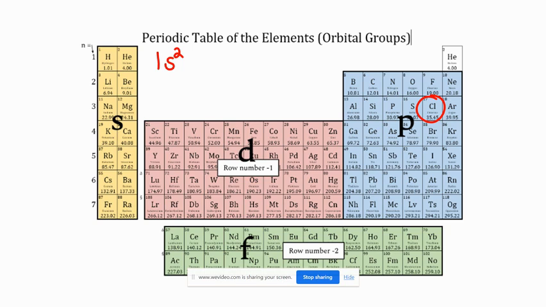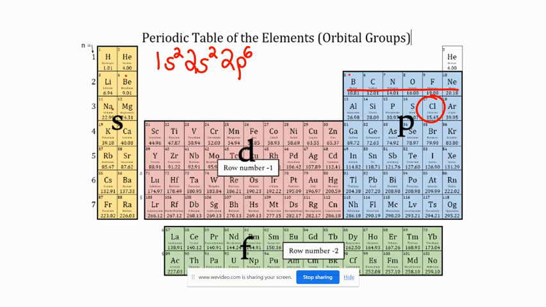What is my N value for lithium? 2. What block am I in? S. And how many electrons do I need? 2. Then from beryllium, I go over to boron, number 5. What is my N value for this section here? 2. What block am I in? P. And how many electrons do I need? 6. Then after that, I go down to sodium.